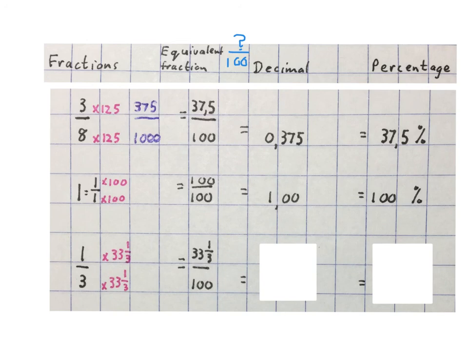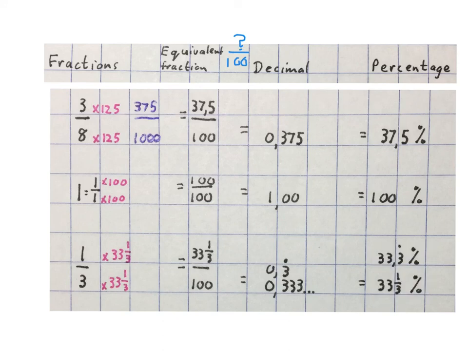Writing that as a decimal takes some getting used to. You can write it as 0,3 recurring or 0,333 with 3 little dots there. That means it goes on forever. And then also as a percentage, you can write it as 33.3 recurring percent or 33 and a third percent, which is what we're going to use more often. Please stop the video and get your brain around these 3.